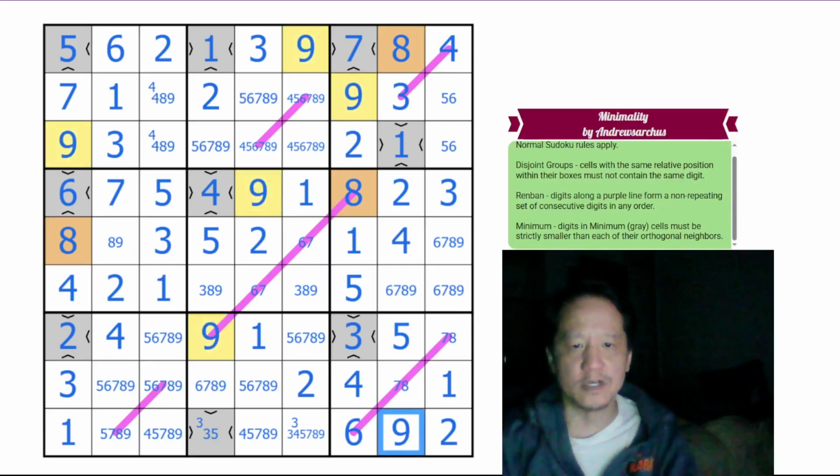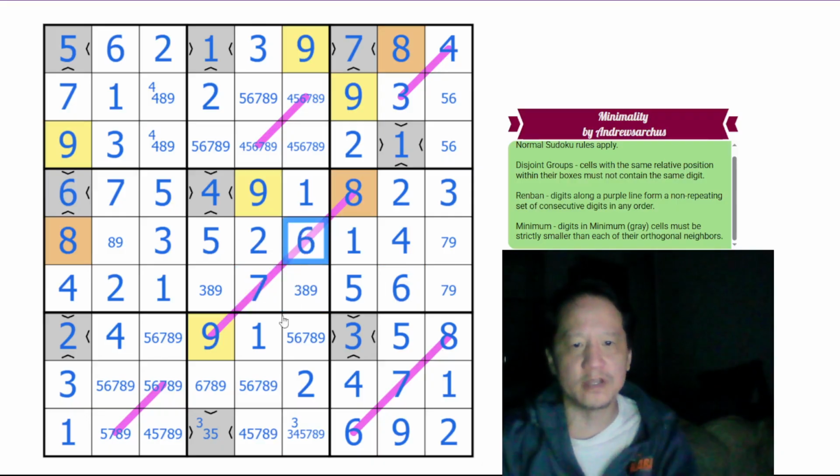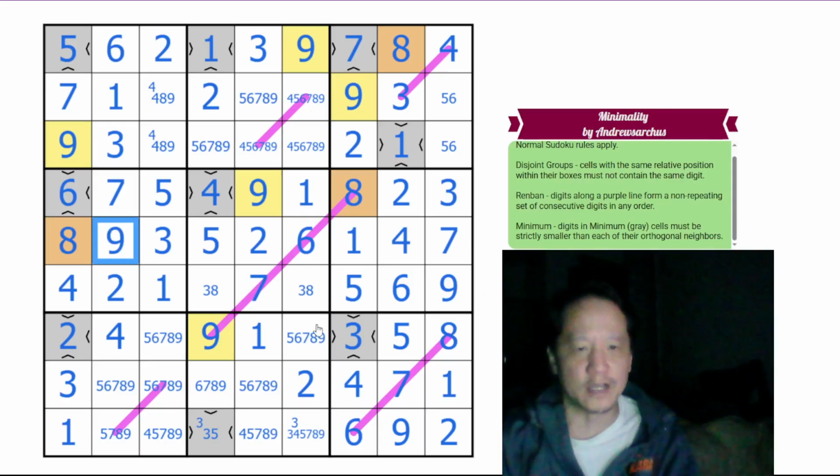So this is yellow as a 9. 8 eliminates 8 here, so it's 7 and 8. This can't be 7, 8, or 9. It's 6. No 6 or 8 here. It's 7, 9 as a pair. 6 eliminates 6 here, so it's 7 and 6. These can't be 9 anymore. Cannot be 9. So it's 3 as a pair. 7 eliminates 7 here, so it's 9 and 7. 8 eliminates 8 here, so it's 9.